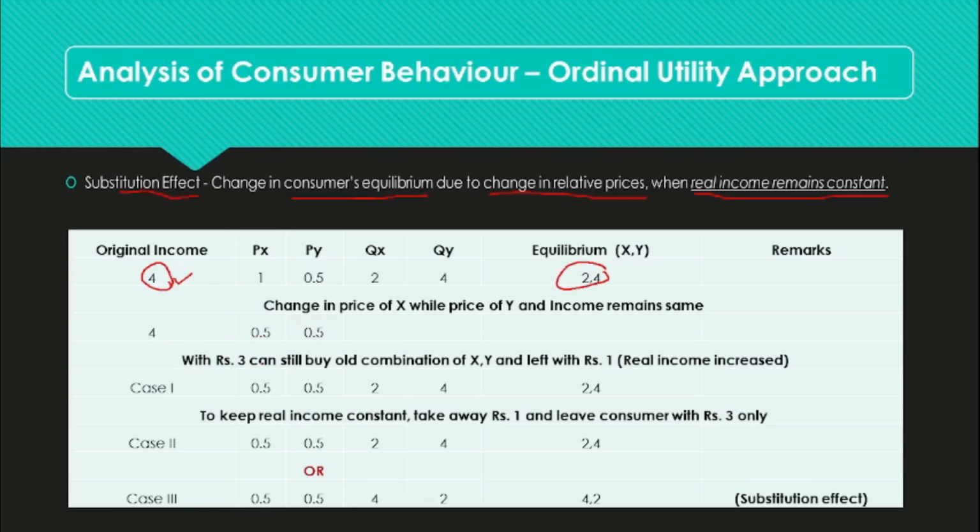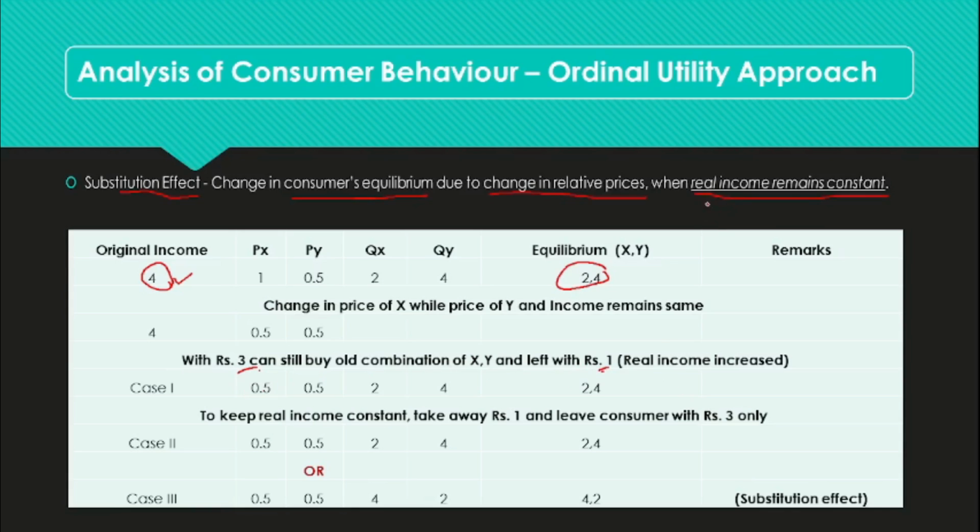So if we want to purchase the old combination of commodity X and Y, we can still do that. We can purchase 2 units of commodity X and 4 units of commodity Y just by spending rupees 3, right? So we can do that and we will still have our equilibrium attained at the combination of 2 and 4. What I'm trying to say here is, when there is a decrease in the price of one of the commodities, you can still attain your original equilibrium with the amount of money that you have, and still you will be left with some money. In this case, you will have rupees 1 still left.